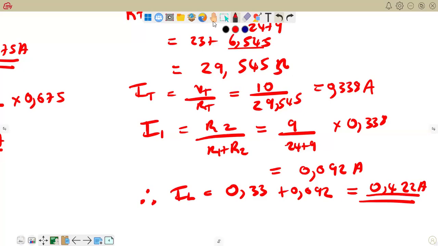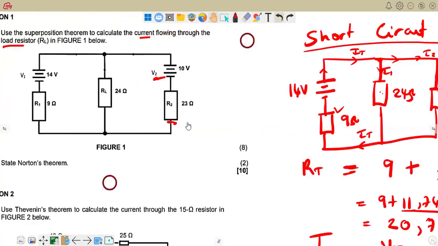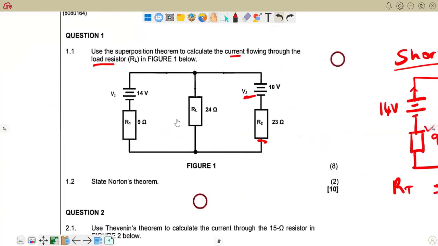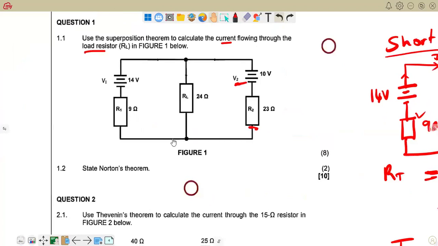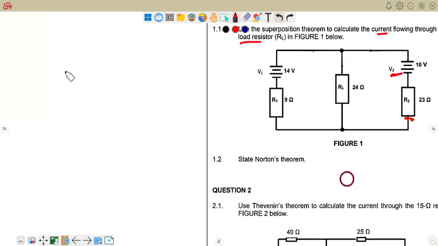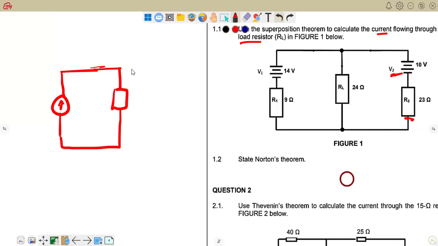Right. Let's quickly go to the second question, Norton's theorem. State Norton's theorem. Okay, so Norton's theorem simply says that any linear circuit can be simplified to an equivalent circuit consisting of a single current source and a parallel resistance that is connected to a load. That's what Norton's theorem says. I just wanted us to know that we are simplifying our circuit to represent this, what we see here, whenever we are applying Norton's theorem.